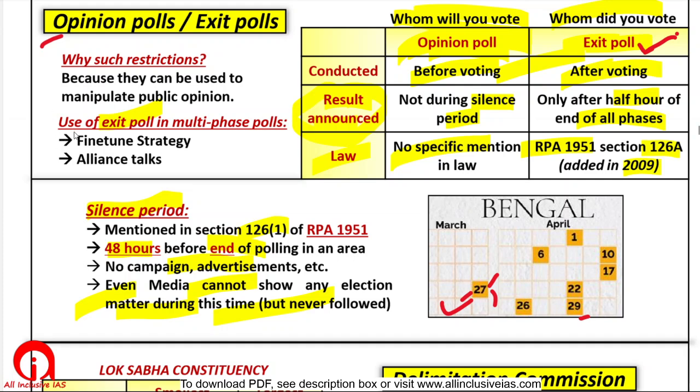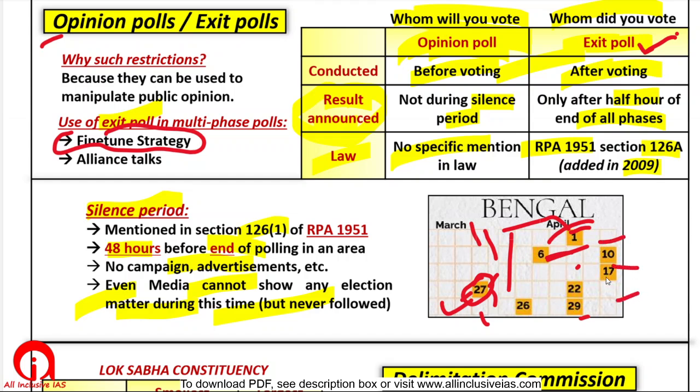They are going to fine tune their strategy, because there is a huge gap before the next phase, right? So they get time to fine tune: we campaigned for the 27th poll in such and such manner, in what manner have the people voted, so we will fine tune our strategy for the upcoming poll dates. So these exit poll results are very much useful for the political parties. Also, it helps them to start the alliance talks without waiting for the formal result.